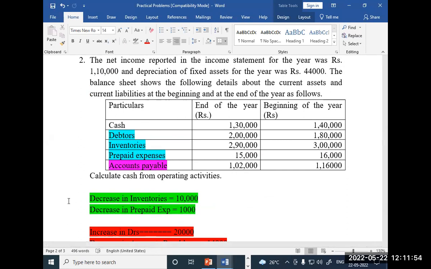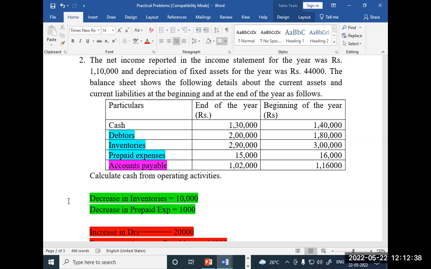Look at this. This 1,30,000 is there now, end of the year, and 1,40,000 beginning of the year. What should be the starting point in the cash flow statement? This 1,40,000. And the last line in the cash flow statement is cash and cash equivalents at the end of the year. But we are not doing that. We are doing only one part of the cash flow statement: cash flow from operating activities. That cash balance you have to use only when you do the full cash flow statement. Beginning of the year is the starting point. End of the year cash is the last line in the cash flow statement.